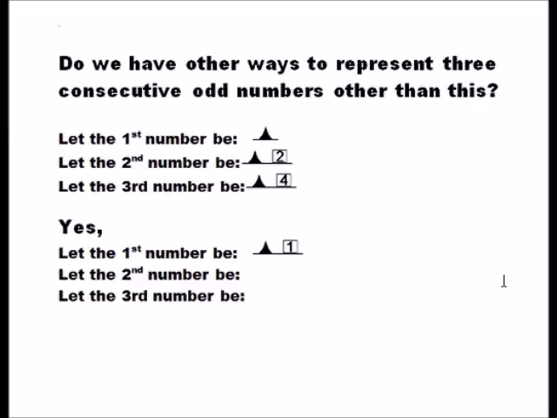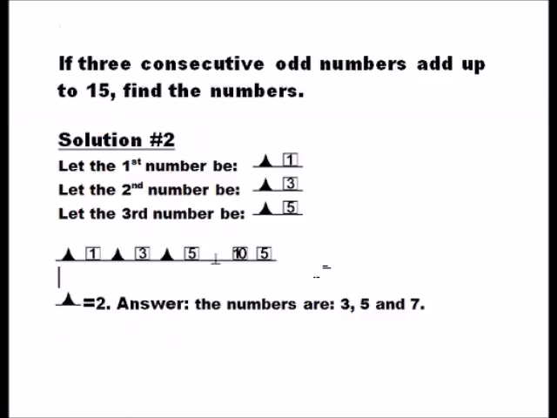But there are other ways of solving this problem. For example, the first number doesn't have to be a pawn. It could be a pawn and a 1, in which case the second number would be 2 larger than that, which would be what? A pawn and a 3, and the one after that would be a pawn and a 5. And so this then is the new representation.